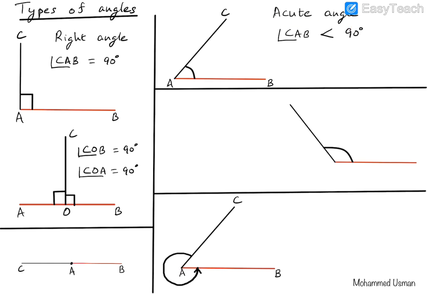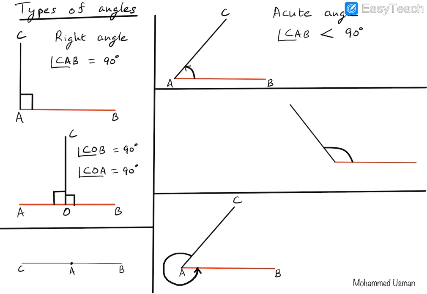And notice that when we measure the angle, it is measured in the counterclockwise or anti-clockwise direction. So we go in the anti-clockwise direction from the line segment AB to the line segment AC. That's where the angle is measured.